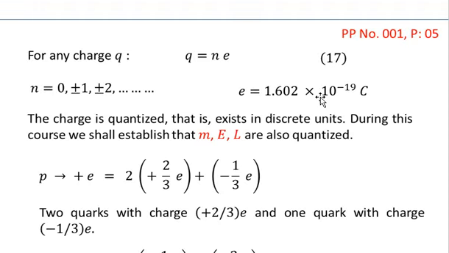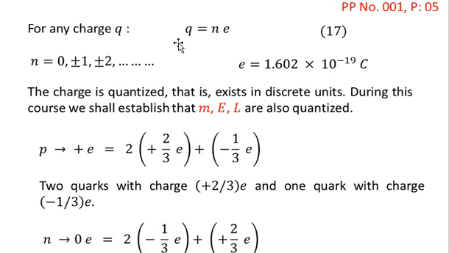So this is the fundamental charge, and all charges will be an integer times the fundamental charge, where n could be 0, plus or minus 1, plus or minus 2, and so on. So any big charge can be constructed from the fundamental charge by using the value of n, as shown in equation number 17.